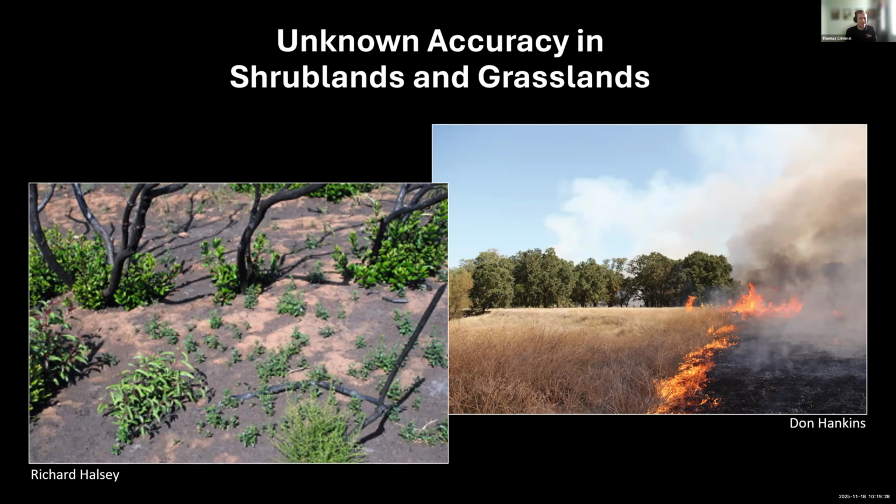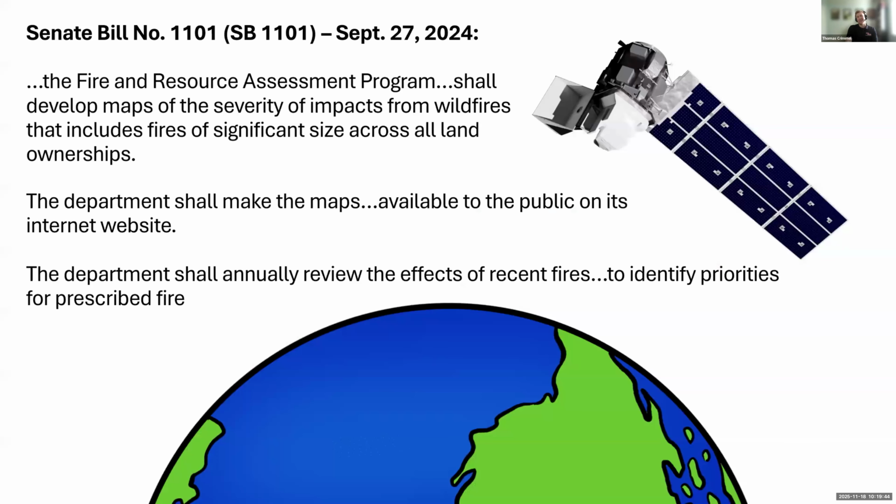But in both of these systems, it's not really well understood what burn severity means, because of the regeneration of the vegetation in those areas. But yeah, addressing all these questions, the actual reason CAL FIRE is producing this data is that back in September of 2024, the California State Senate passed a bill, 1101, to basically produce burn severity maps for the entirety of the state of California.